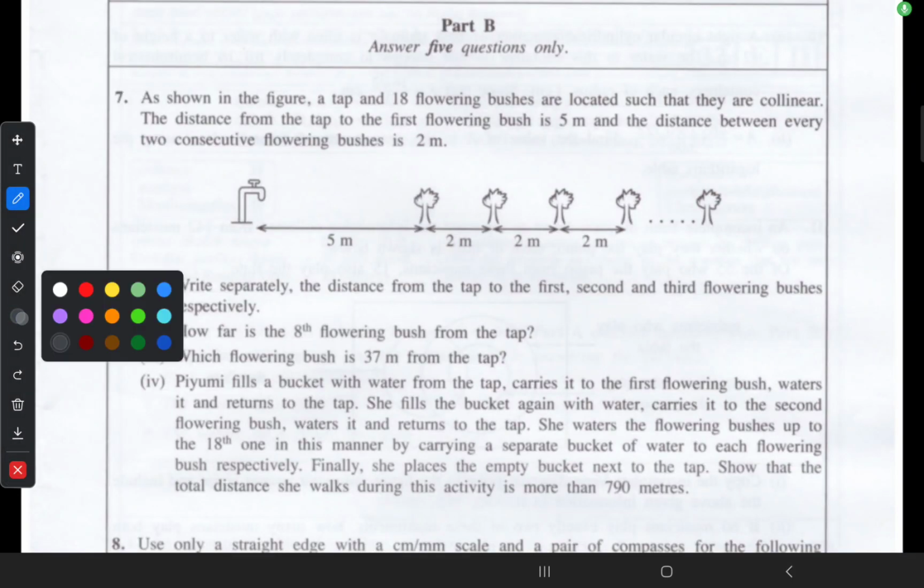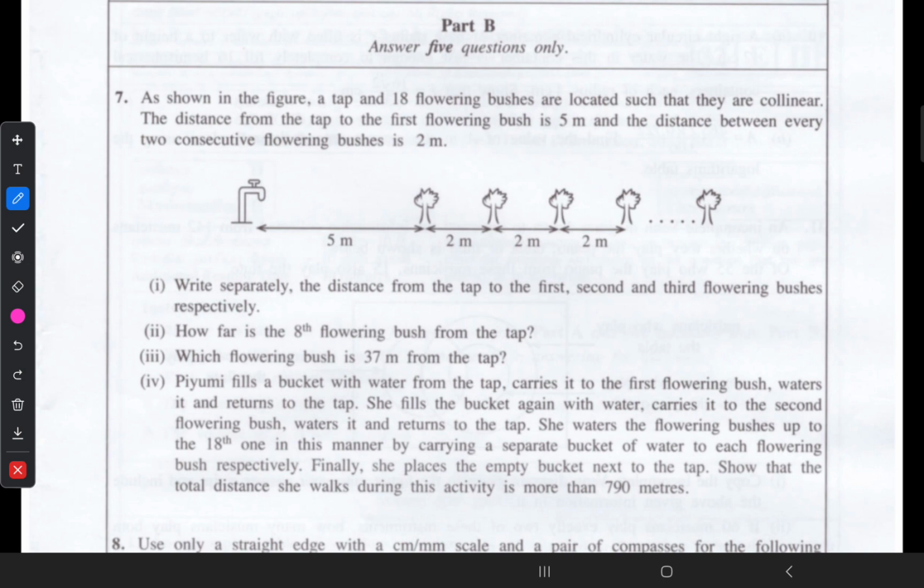One paper arithmetic progression question. Let's read that first. As shown in the figure, a tap and 18 flowering bushes are located such that they are collinear. The distance from the tap to the first flowering bush is 5 meters and the distance between each consecutive flowering bushes is 2 meters. Okay, there are totally 18 flowering bushes.